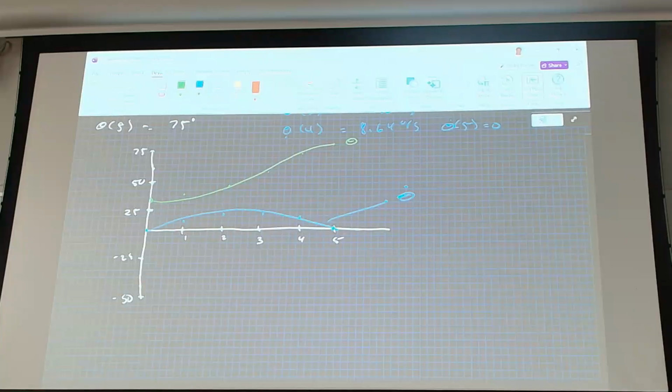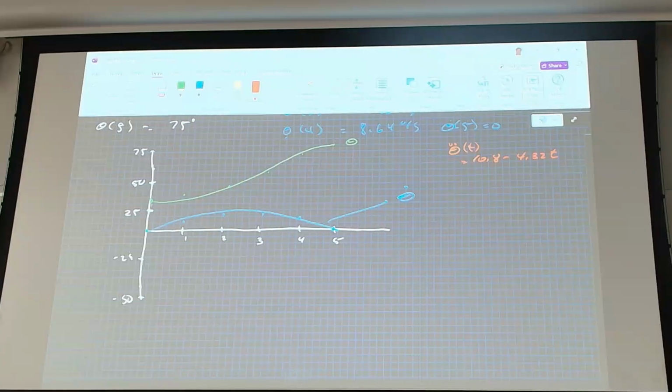Then our acceleration, we start off when t is equal to 0. So we just go ahead and write the equation of the line for acceleration. So then theta double dot is equal to 10.8 minus 4.3. Right? So at time t equals 0 means we're going to accelerate at about 10.8 degrees per second per second.